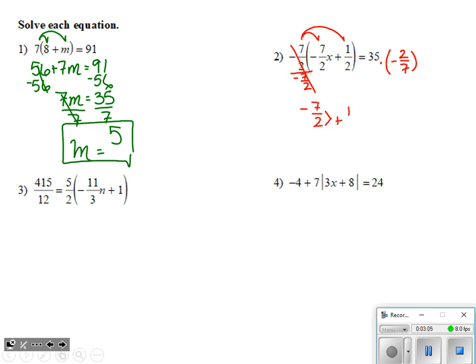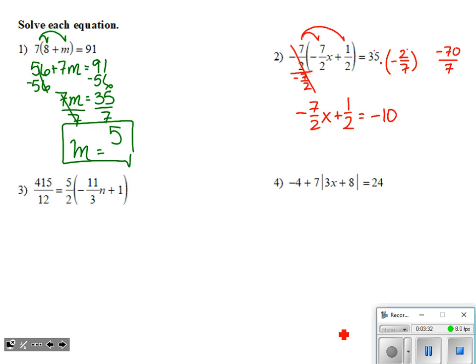Let me just go back and clear that up. I've reoriented my board, so hopefully my handwriting will be a little bit clearer. I'll have -7/2x plus 1/2. And then on the right, I've got 35 times -2. That's -70 over 1 times 7, 7 in the denominator. That's just a -10. So that's made it quite a bit nicer to look at, right?